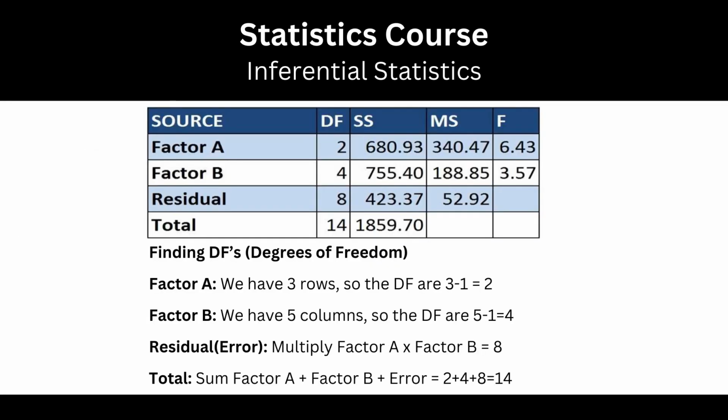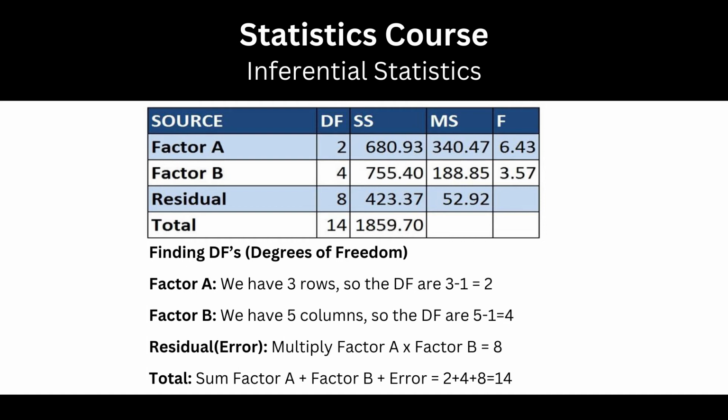Step 3, just like before, is filling in the table. We start with the degrees of freedom, so it's always n minus 1. We do that for factor A and factor B, and the total. And the residual is the difference. Let's move on to the SS column.